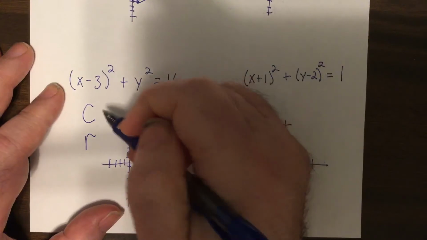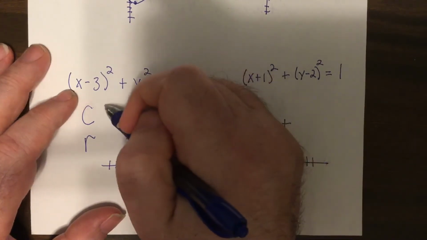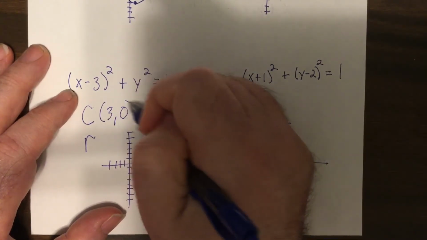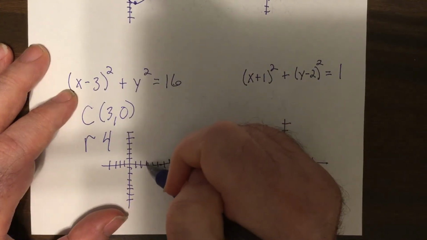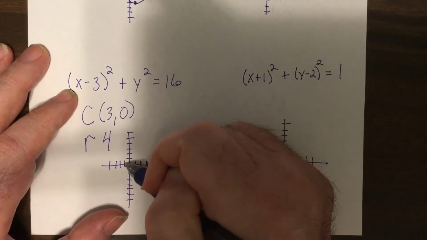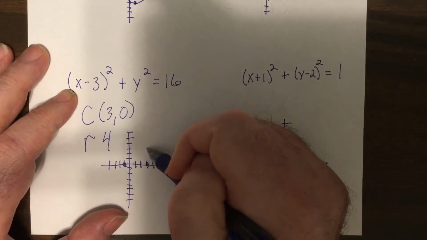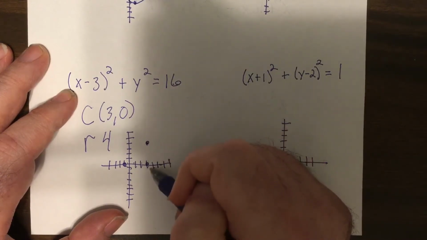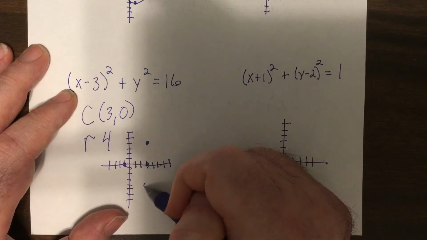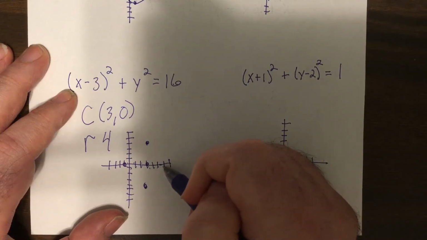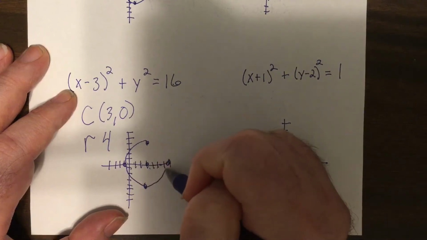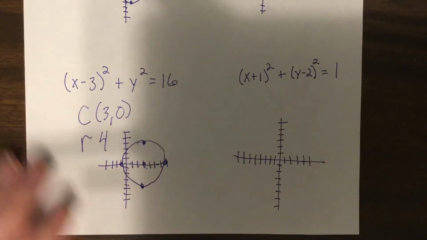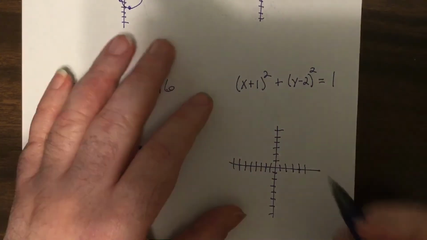Okay, so the center is 3, 0, and the radius is 4. So from 3, 0, count 1, 2, 3, 4 in each direction. Now it's a curve. They're getting worse by the minute.